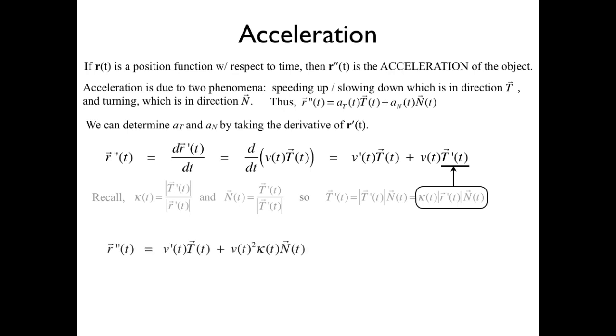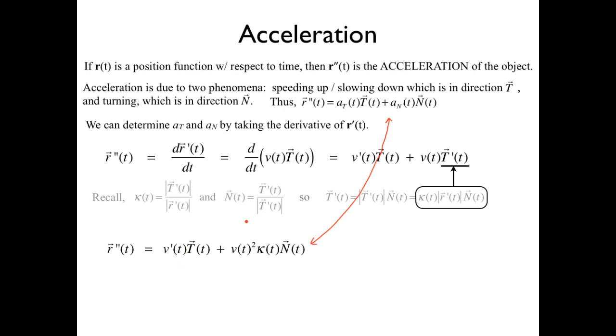When we make that substitution, this is what we get. And so now that looks like what we said originally. And we've found out what the acceleration in the tangential direction and the acceleration in the normal direction is. What's the acceleration in the tangential direction? Yeah, that's just the derivative of the speed. Derivative of the speed is the rate of change of speed. That's just speeding up or slowing down.